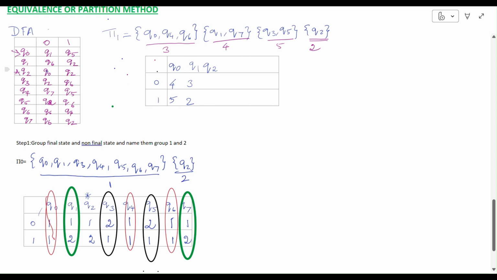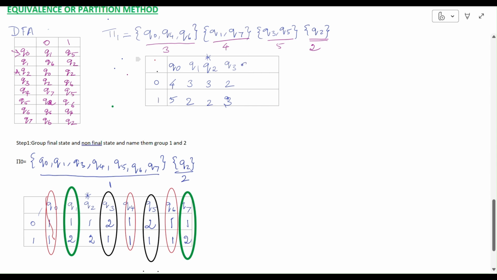Q2 on receiving 0 goes to Q0, and on 1 it goes to Q2. Q0 is of group 3, and Q2 is of group 2, which is the final state. Q3 on receiving 0 moves to Q2, and on receiving 1 it goes to Q6. Q6 is of group 3.